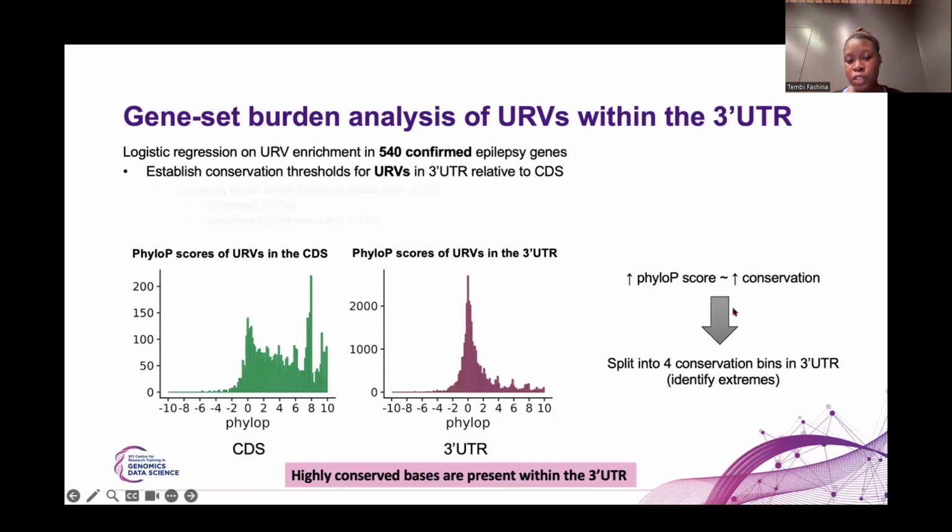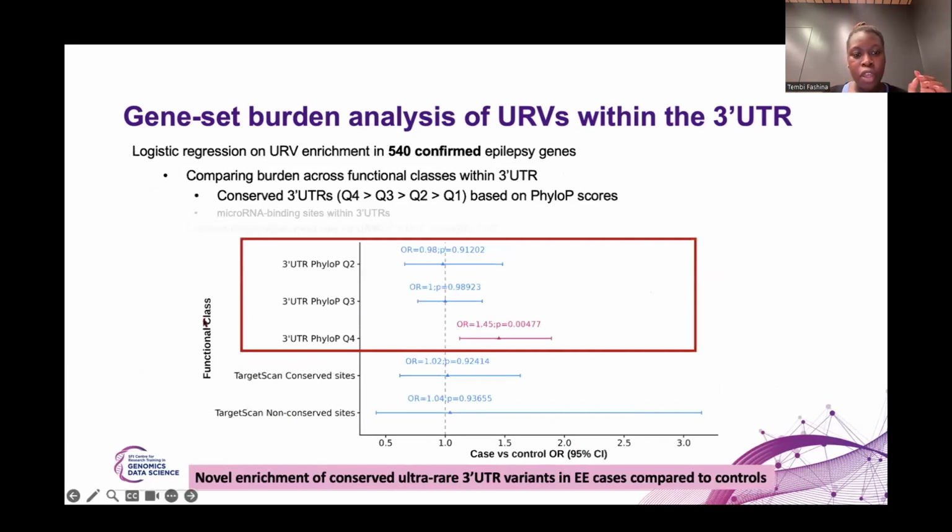And so we split those 3' UTR bases into 4 conservation bins to identify extremes. And we ran our logistic regression again. And so what you're looking at here is another forest plot where Q4 represents the most conserved bases within the 3' UTRs of our 540 epilepsy genes. Q3 is less conserved than Q4, Q2 less again, and so on. But Q1 is missing here because it's not informative. And so looking at this forest plot, you can see that there's an enrichment for Q4 3' UTR variants in our cases compared to controls.